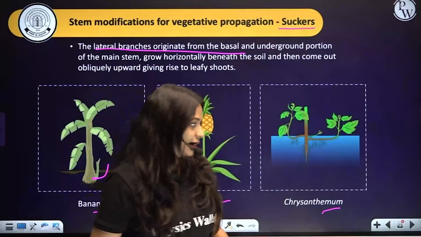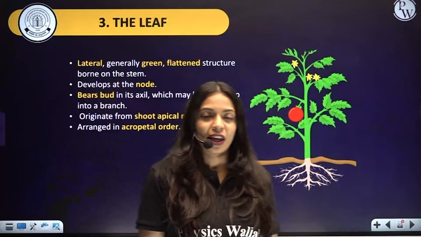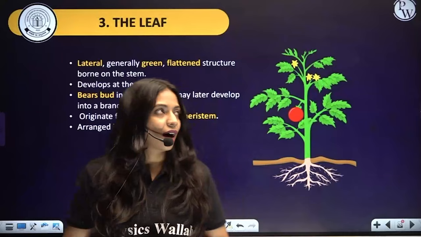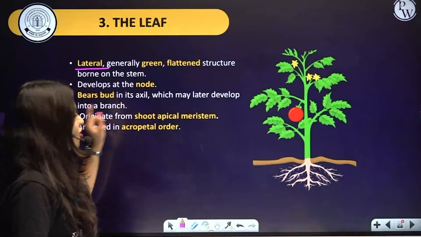Now that's about the modification of stem. Now let's move on to the leaf, which is the third part of the plant that I said we will be discussing in today's session, right? So what are leaves? Leaves are lateral. They are produced on the sides of the stem, generally green, because there are leaves that are non-green as well. I told you the example of cactus, right?